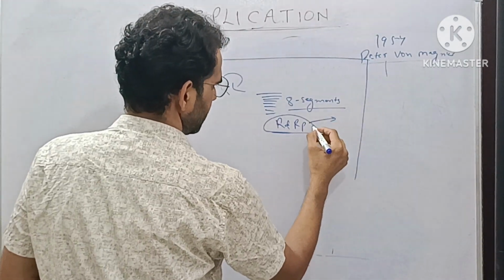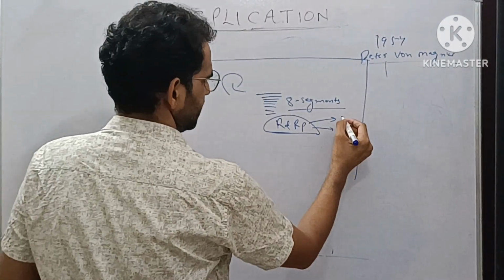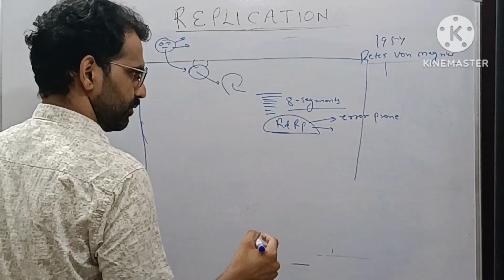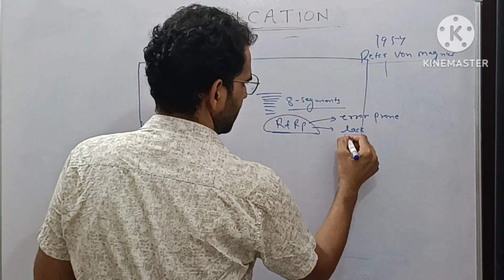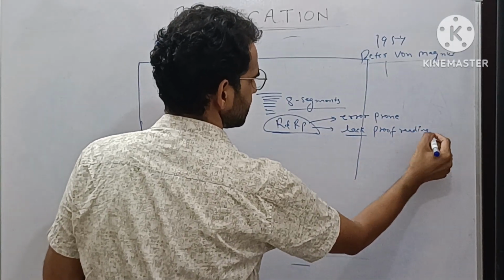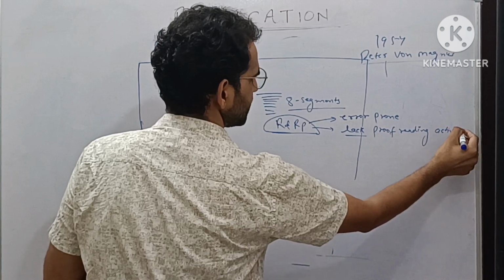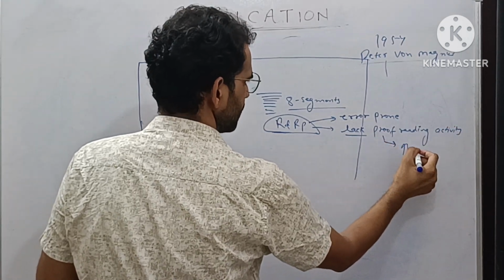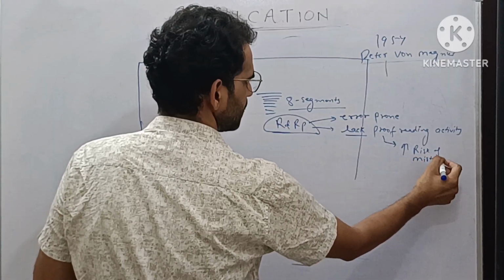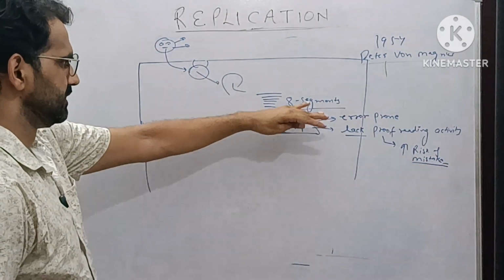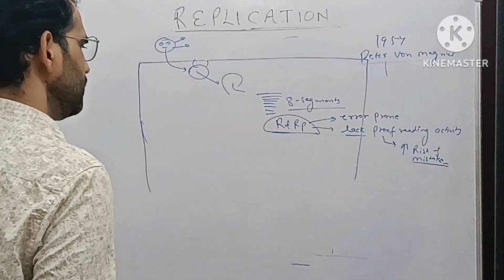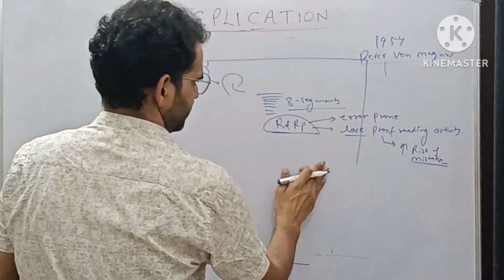The bad thing about this enzyme is that it is an error prone enzyme. Why is it error prone? Because it lacks proofreading activity. Because of this, there is more risk of mistakes during the replication process or transcription process.